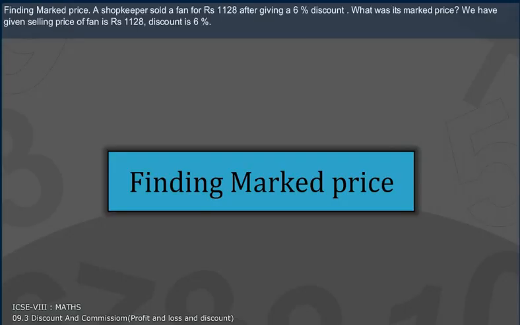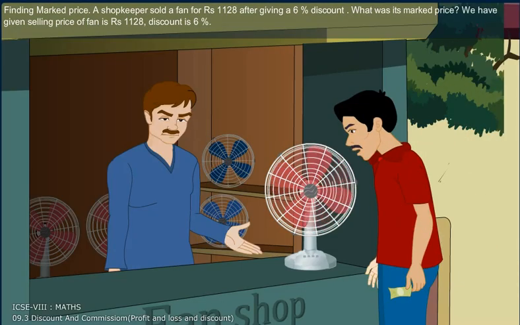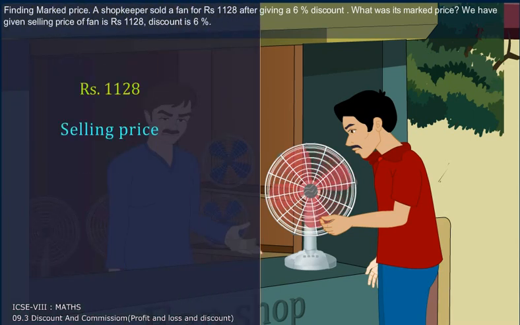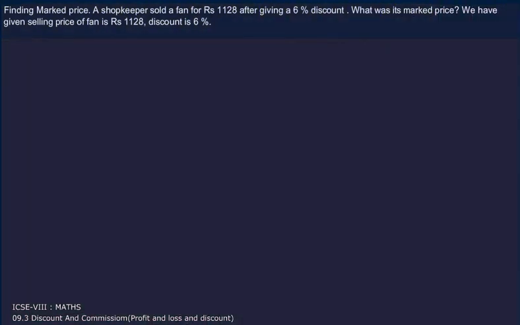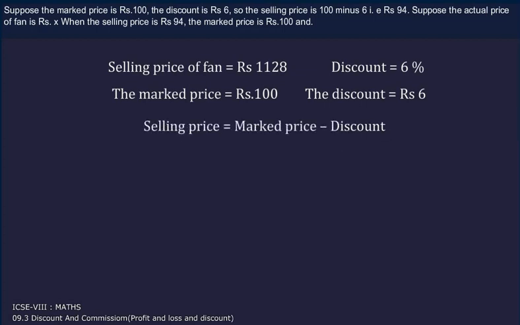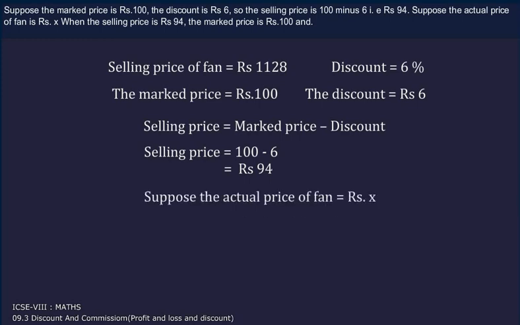Finding marked price. A shopkeeper sold a fan for ₹1128 after giving a 6% discount. What was its marked price? We are given that the selling price of the fan is ₹1128 and the discount is 6%. Suppose the marked price is ₹100. The discount is ₹6. So the selling price is 100 minus 6, that is ₹94.